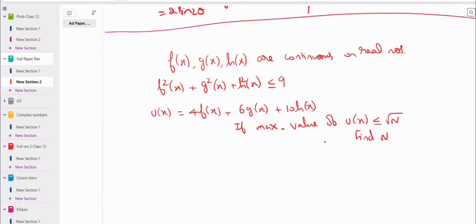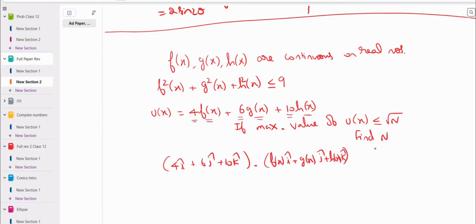But one thing we can do, as Sachin said, you could notice something is happening here. 4 times f of x, 6 times g of x, 10 times h of x. It does feel to me like the expanded form of the dot product between two vectors: 4i plus 6j plus 10k dot product with f of x times i cap, g of x times j cap plus h of x times k cap.